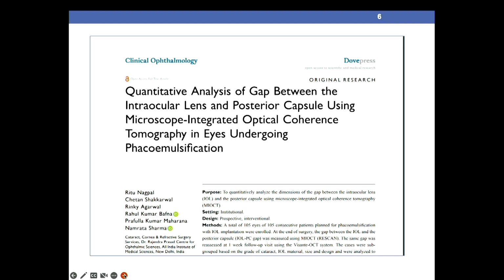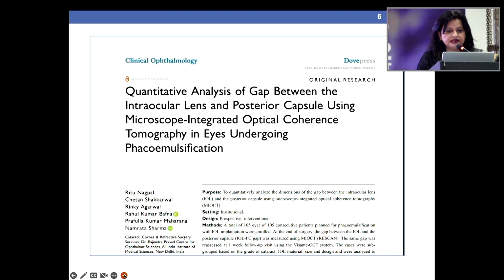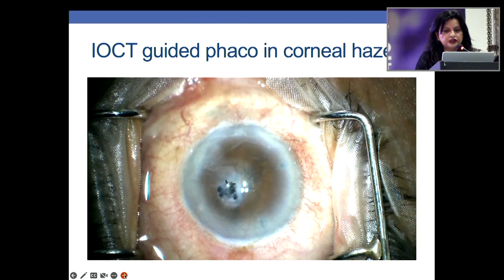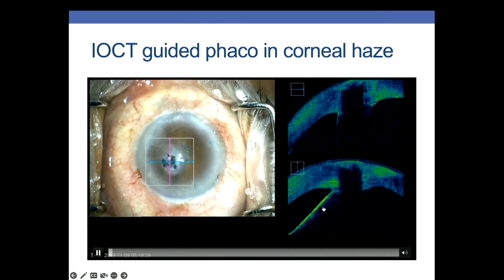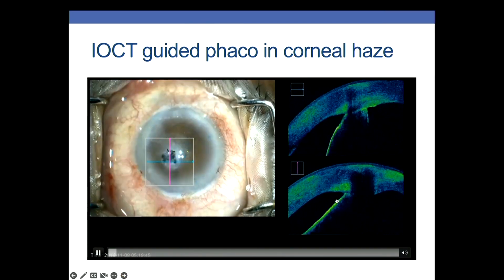We did look at the quantitative analysis of gap between the IOL and PC using MIOCT in eyes undergoing phaco, and this depends on the size of the capsular bag and also depends on the type of the lens, whether plate haptic or 3-piece.